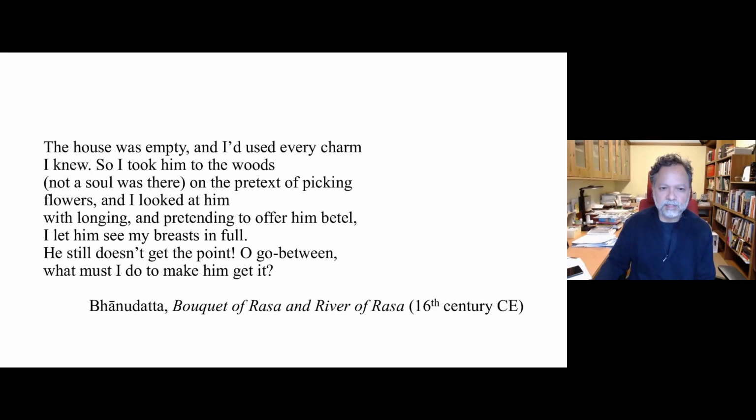And then Bhanudatta actually gives us an example, which is this erotic poem. The speaker here is a woman who is speaking to her friend, and she says, the house was empty and I'd used every charm I knew, so I took him to the woods. Not a soul was there. On the pretext of picking flowers, I looked at him with longing and pretended to offer him betel. I let him see my breasts in full. He still doesn't get the point. Oh, go-between, or oh, friend, what must I do to make him get it? So the man here is being, as is often unfortunately the case, rather oblivious and dumb.